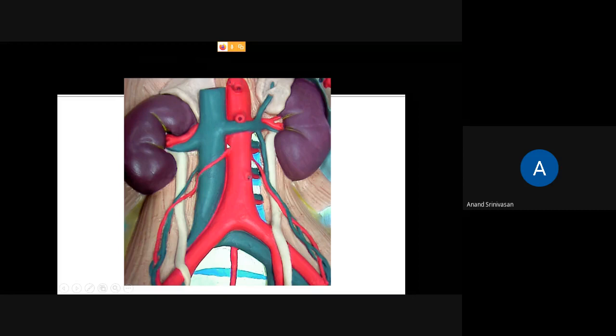Okay, I'll tell you the answer. Because the inferior vena cava is more towards the right. It's not in the center of the body. It is more towards the right side. So the right renal vein is actually short compared to the left renal vein. Compared to the left renal vein, the right renal vein is shorter. Any doubts until now?